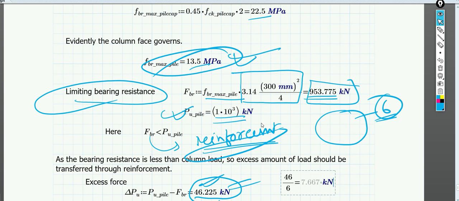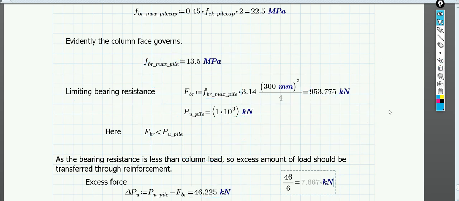So without further solving the problem, we can say that the reinforcement that we have in the pile can be extended inside the pile cap to take care of this additional load of 46 kilonewton, and which should be sufficient to transfer the bearing stress or transfer the load without causing any failure due to bearing stress. Okay, so with this basically we can conclude our design.